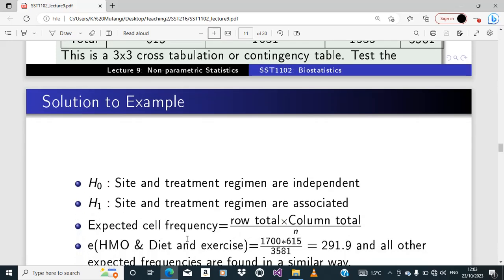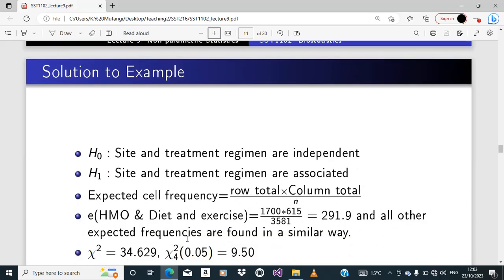So in the next slide, we want to test the hypothesis that site and treatment regimen are independent, or that site and treatment regimen are associated. This is always the kind of hypothesis you use if you are testing for independence. Then how do we get our expected cell frequencies? Because for you to use a chi-square, you would need to find the expected frequencies for each of the cells. In a 3x3, you have 9 cells, so you need about 9 Eis, or expected values.